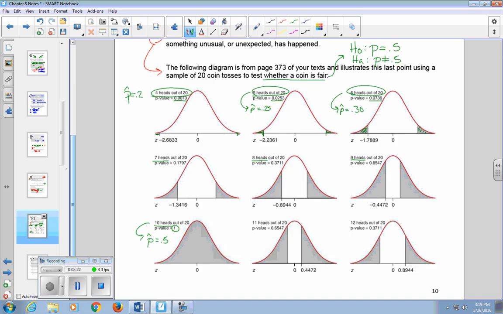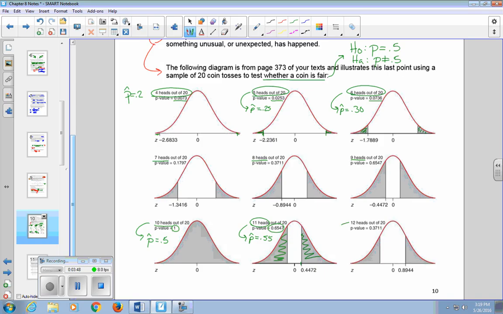If we keep going, 11 heads. This is a p hat of 0.55. And very close to the middle, something that can happen with a lot of frequency, or is very likely to happen. So that p-value again is giving us the area to the right of that and its counterpart on the other side. So we would double what we get from our chart. The p-value is so big, we don't have any evidence to suggest the coin is not fair.